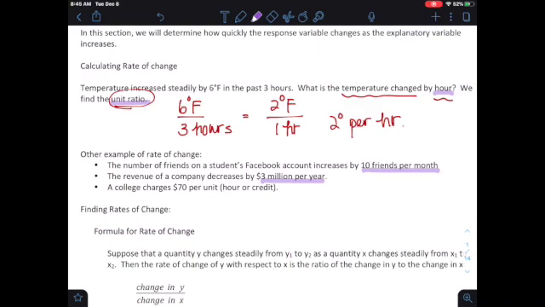And then the college charges $70 per unit. That's your unit rate. So in this case, if you're going to write that, for example, let's do the negative one. It's going to be negative $3 million per year. Okay, so you can write it in words and you can write it in a fraction. And the biggest thing is the "per" in the middle of the 2 units.